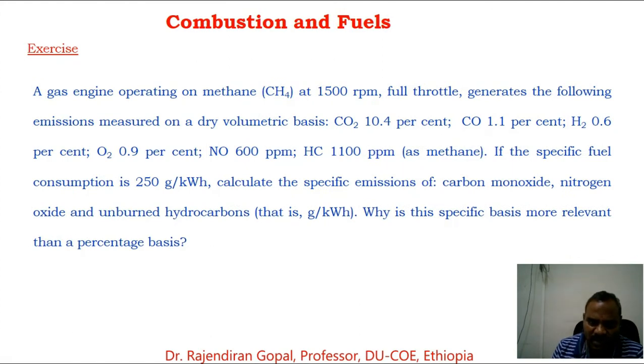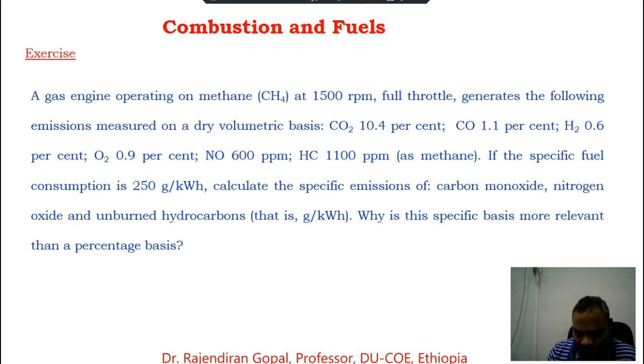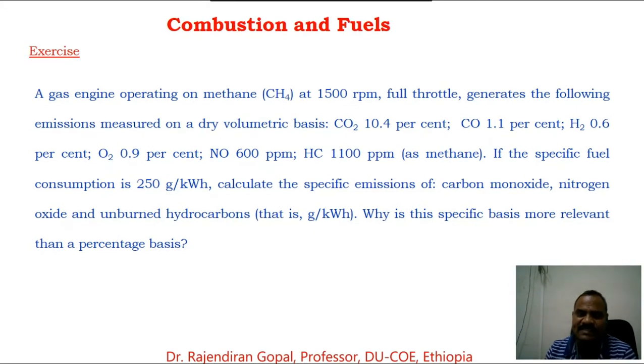If the specific fuel consumption is 250 gram per kilowatt hour, calculate the specific emissions of carbon monoxide, nitrogen oxide, and unburned hydrocarbon, that is in gram per kilowatt hour. Why is this specific basis more relevant than a percentage?